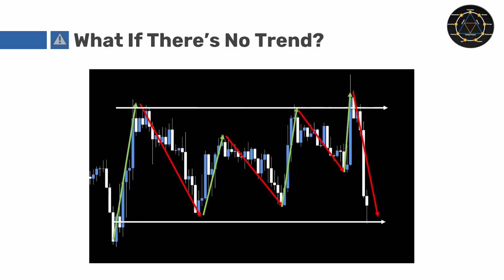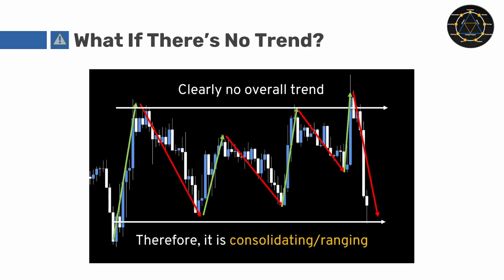So therefore, what can you call this? Well, you can call it a range, you can call it consolidation, a consolidation pattern, and the market is simply going sideways, so that there is no trend there.